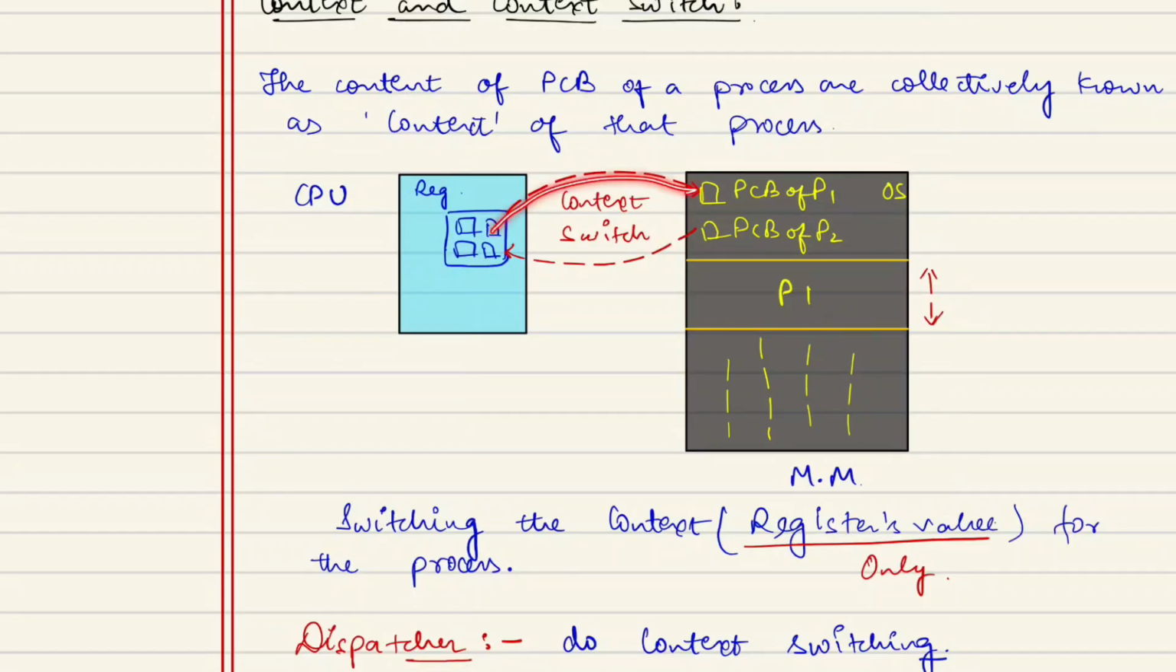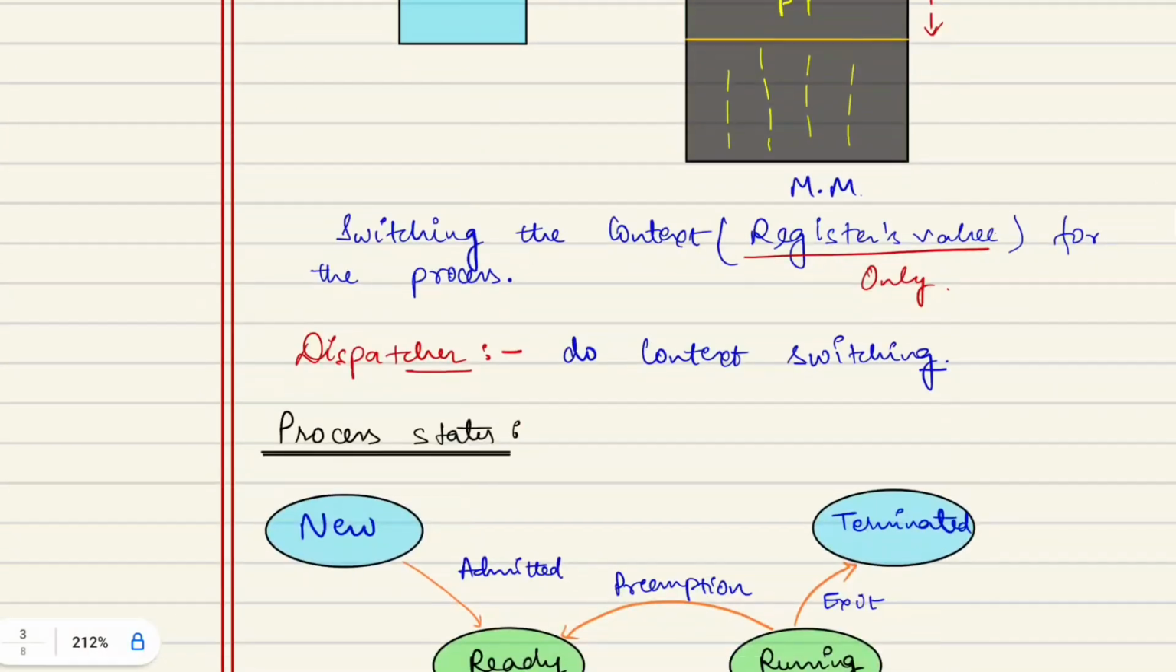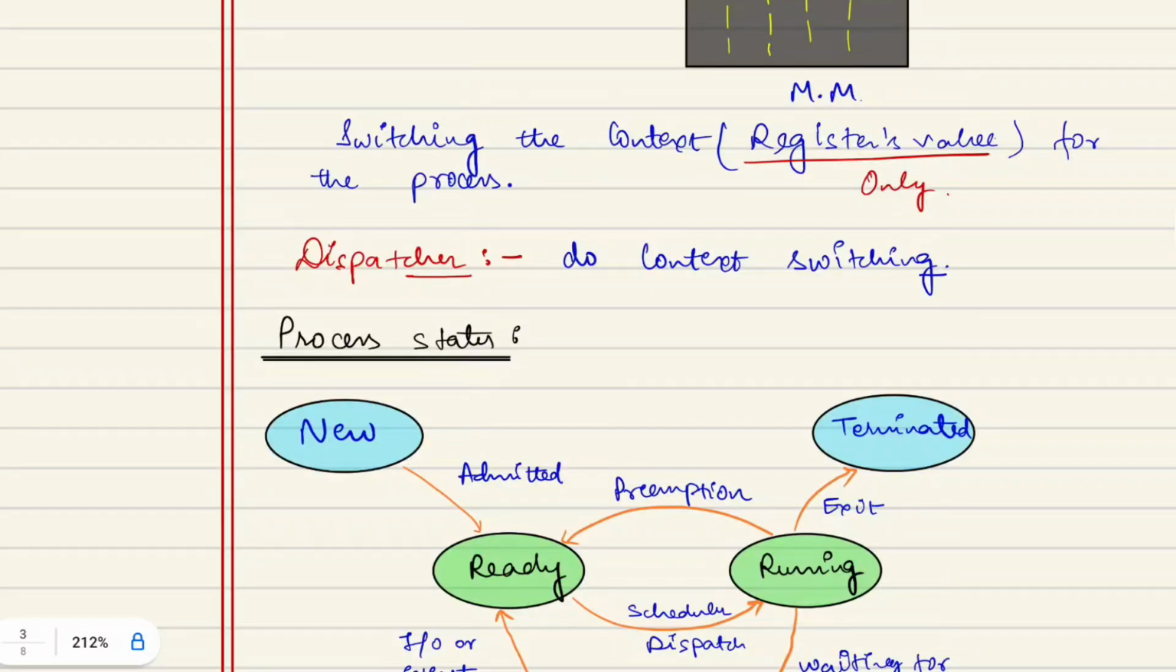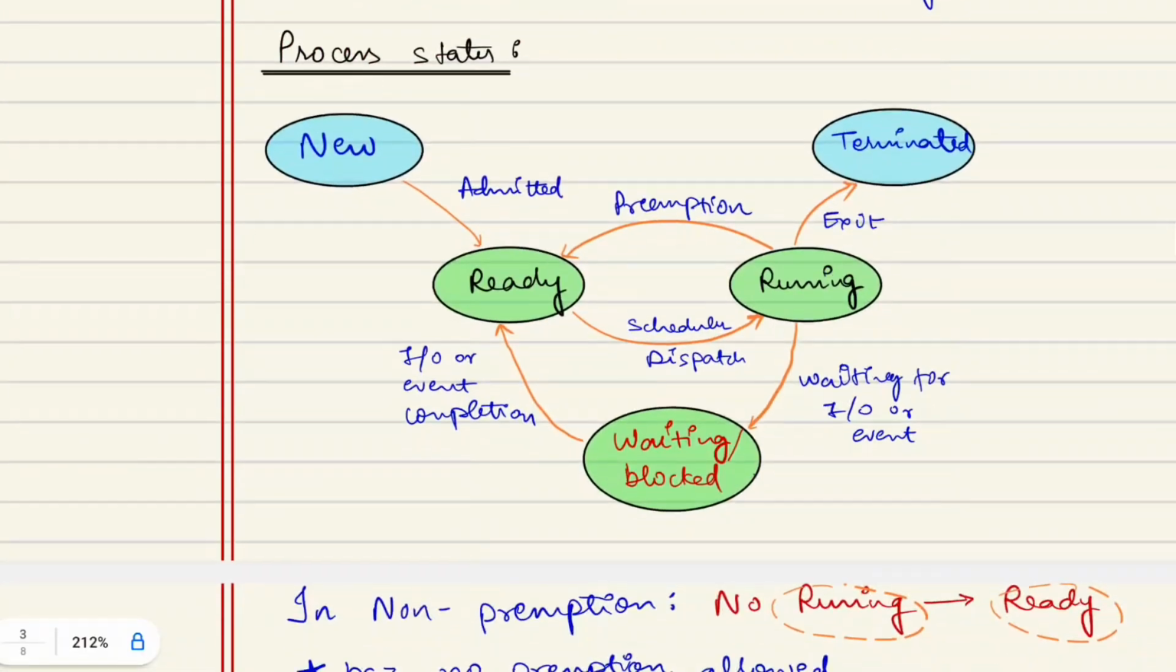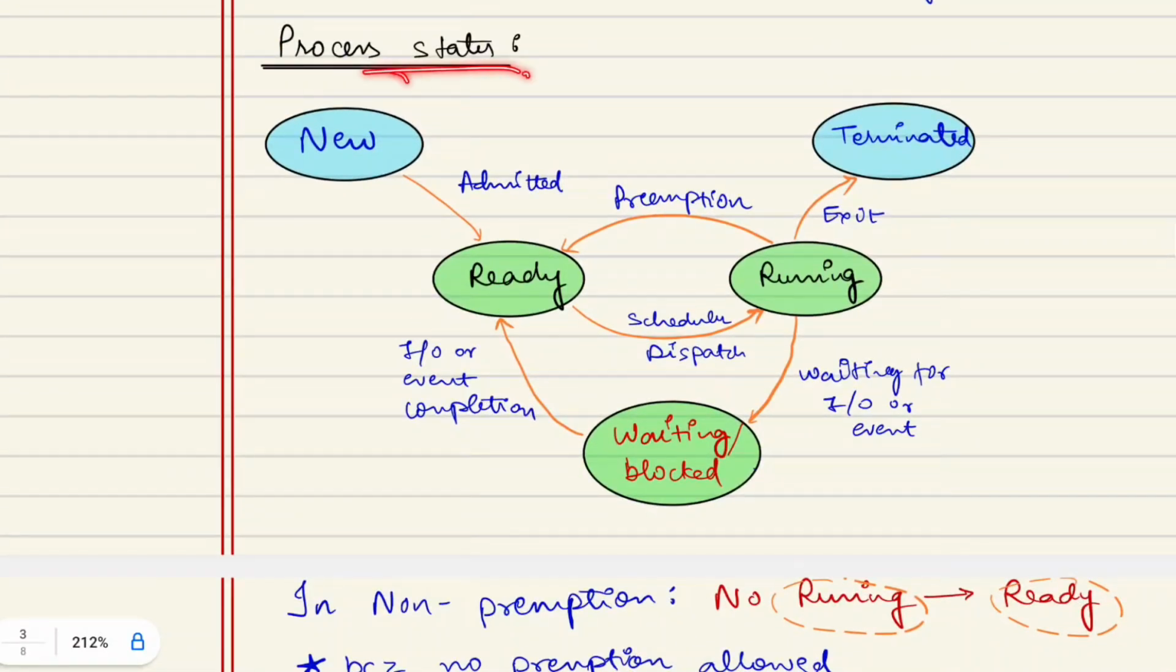Okay, the register values of P1 will go out from the CPU, and the register values of P2, which is going to be executed next, will come into the CPU. So who does this work? The dispatcher does this work. It does context switching. Next we have process states.